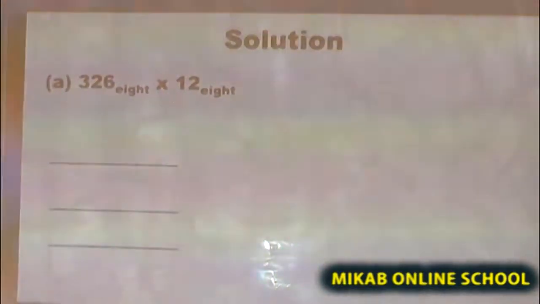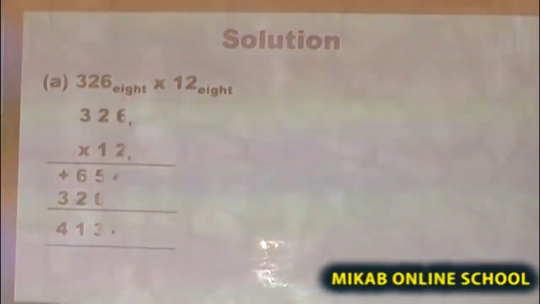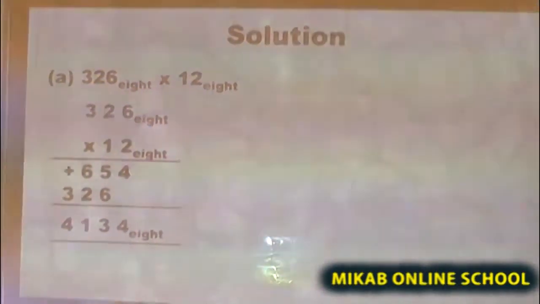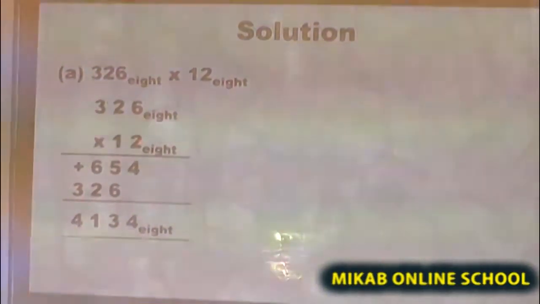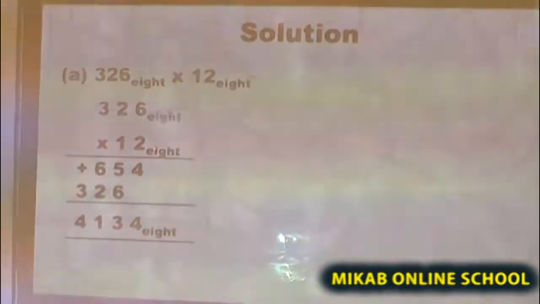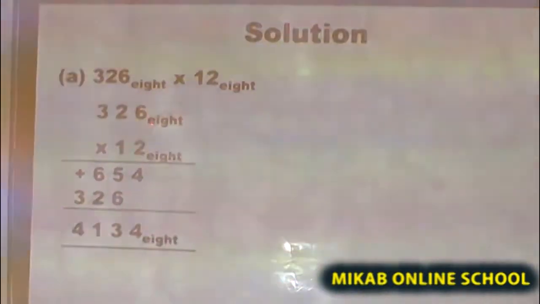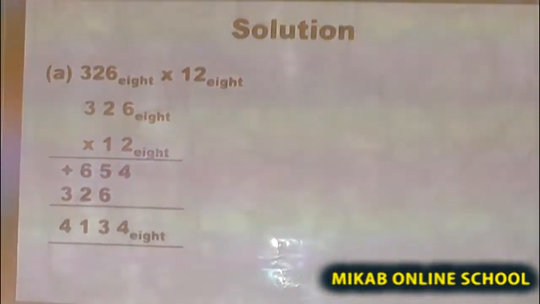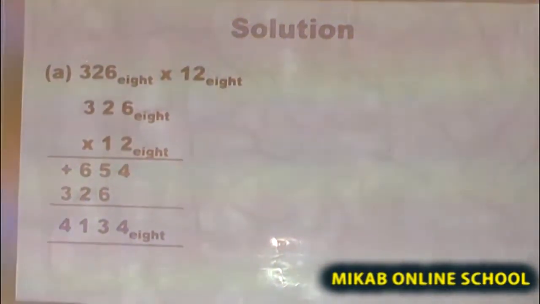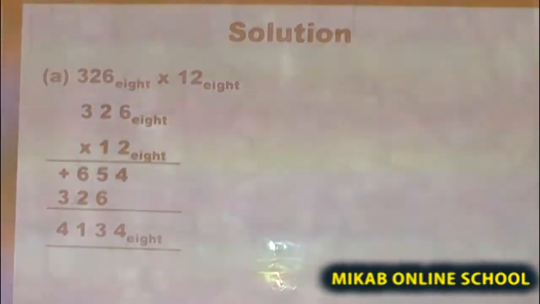Solution 1, where we had 326 base 8 to be multiplied by 12 base 8. Just like our normal base 10 long multiplication, we are going to be multiplying 326 by 2, and also multiplying 326 by 1, and then we proceed and add. But how do we do that? Because we are working in base 8, this is not base 10, so we are conscious of the base we are working with.